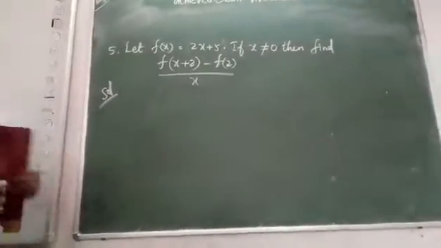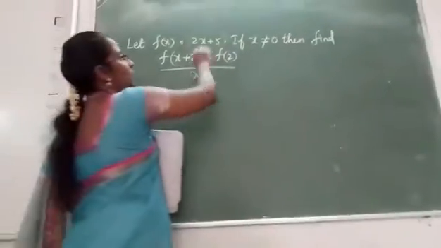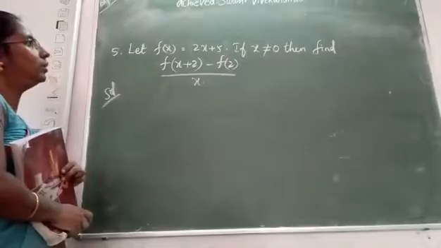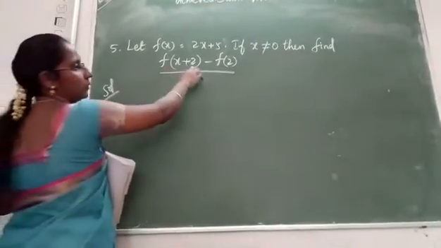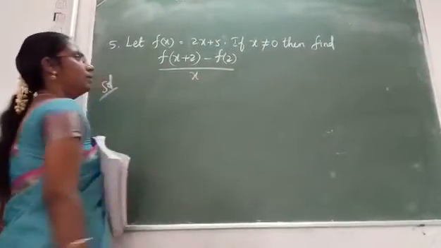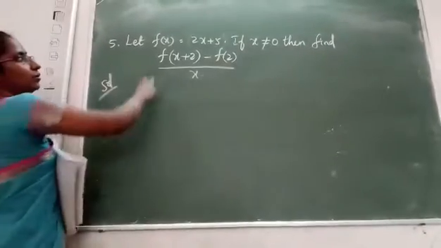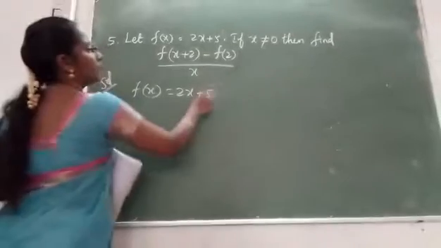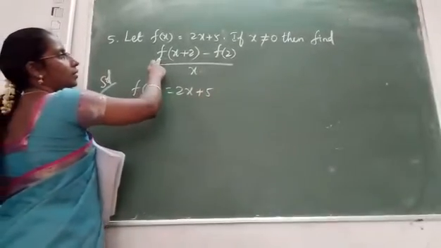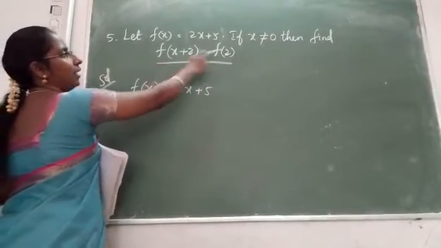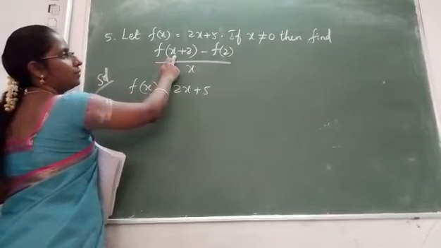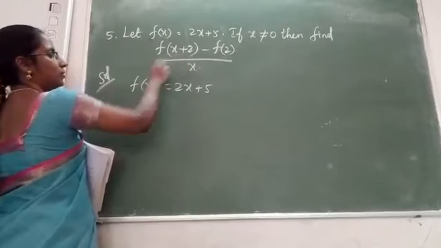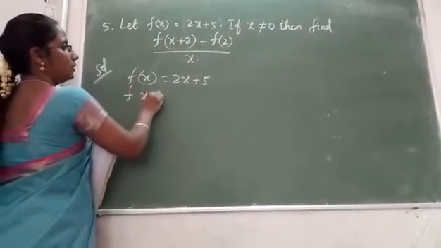Next question, let f(x) equal 2x plus 5 be the given question. If x is not equal to 0, then find (f(x plus 2) minus f(2)) divided by x. So take f(x) as 2x plus 5. Take the numerator. In the numerator we have two values, that is f(x plus 2) and f(2). First we substitute in f(x plus 2).